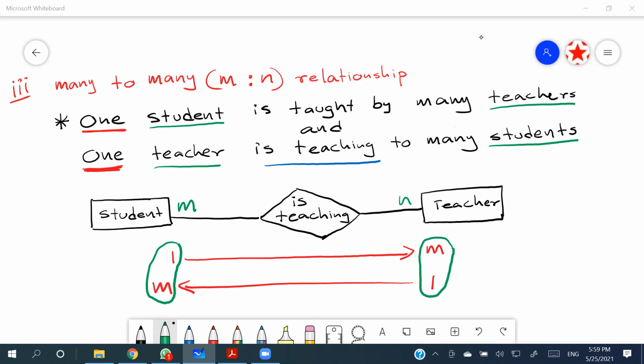Now in the examination, sometimes you will be given the scenario and asked to draw the diagram, right?